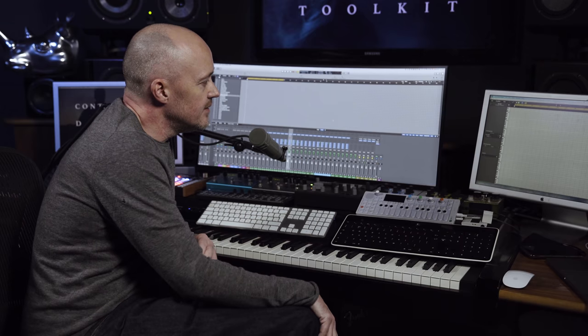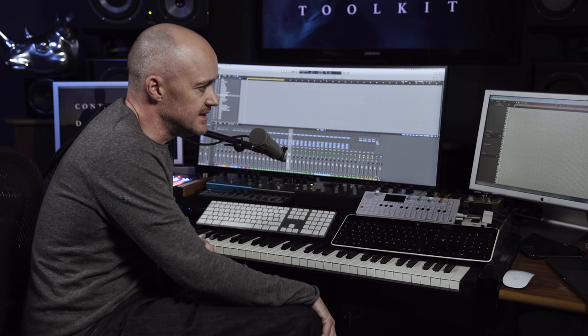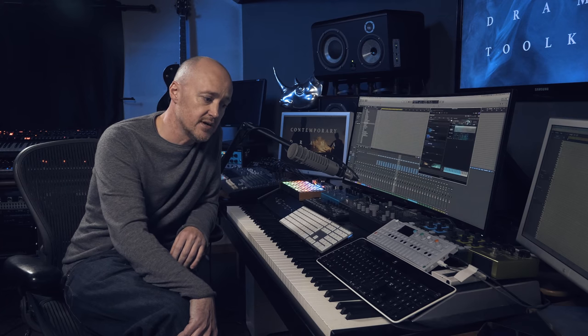So the concept for Contemporary Drama Toolkit, I think the thing that we really want to get across, Sam, is it's not just for contemporary subject matter. What are you faced with as a media composer today? I'm doing a period drama at the moment that's based in ancient Rome, a long-running serial drama. The brief from the network is very much that this should have a contemporary sound.